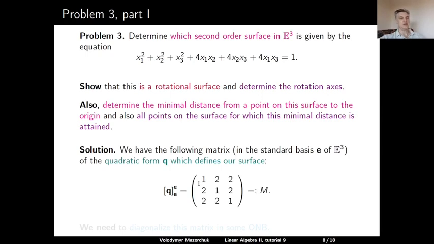Solution: we start by writing down the matrix of the quadratic form which defines this surface. So we have 1, 1, 1 on the main diagonal, and all other coefficients are 4, so if we divide we will get 2. So outside the main diagonal, all other elements of the matrix are 2. So the matrix is 1, 2, 2, 2, 1, 2, 2, 2, 1. And we need to diagonalize this matrix in some orthonormal basis.